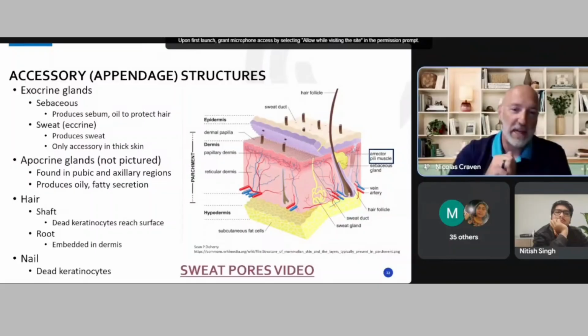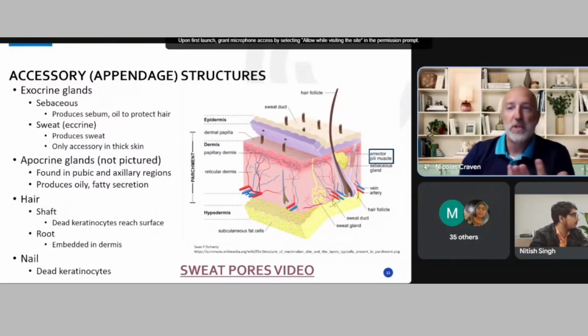I just point that out because I think it's a fun name and it's an interesting muscle that its only purpose is to cause the hair on your body to stand up. Like I said, whether it's on the back of your neck or on your arm. So if you ever had that feeling, it's from these muscles.